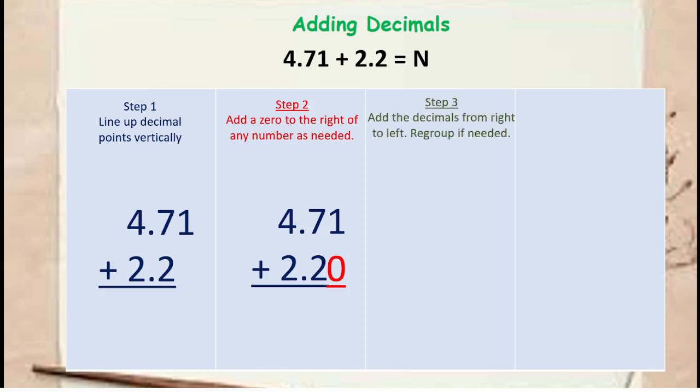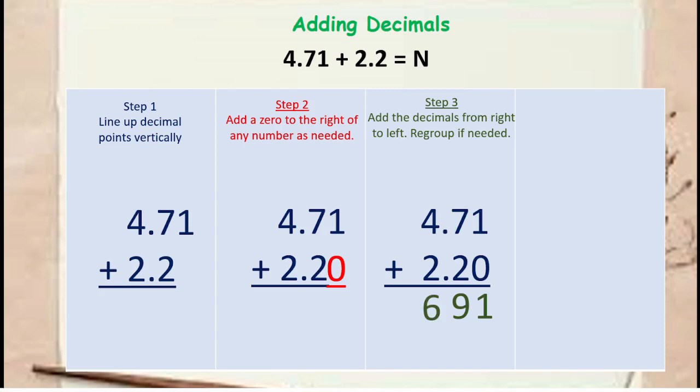Step 3, we add the decimals from right to left. Make sure to regroup if needed. So 4 and 71 hundredths added to 2 and 20 hundredths, we start from 1 plus 0 is equal to 1, 7 plus 2 is equal to 9, 4 plus 2 is equal to 6.